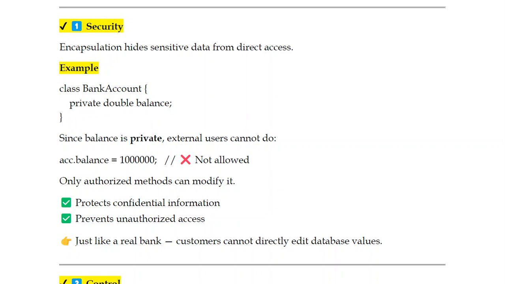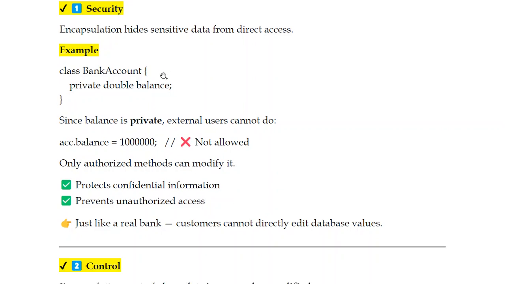If you create the object of BankAccount, with the object reference dot balance, hereafter you can't access it because it is private, not allowed. External users can't do this. Only authorized methods can modify it. It protects confidential information and prevents unauthorized access. Confidential information like PIN number and password can be protected easily. A third party should not access it. This is also protected and prevented here.